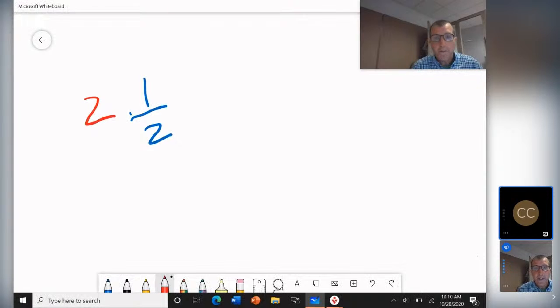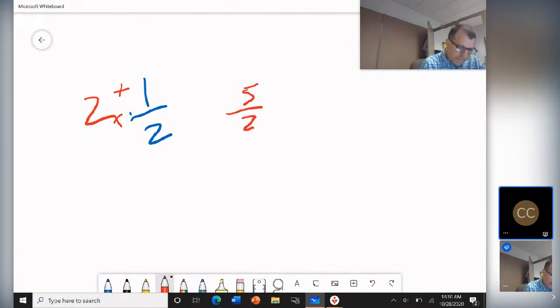And what you're going to be asked to do sometimes is convert a mixed number to a fraction. And how do you do that? Well, you multiply the denominator times the whole number. So 2 times 2 is 4, and you add the top number. So that would become 5 over 2. And those are exactly equal. But we've converted a mixed number with a whole number and a fraction to a straight fraction. And you multiply the denominator times the whole number plus the numerator.